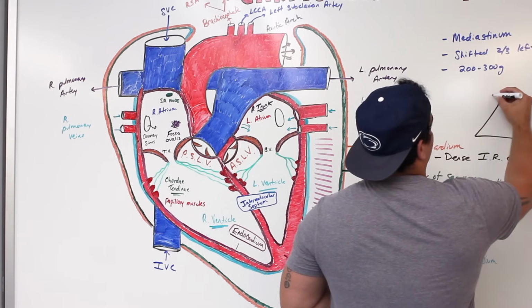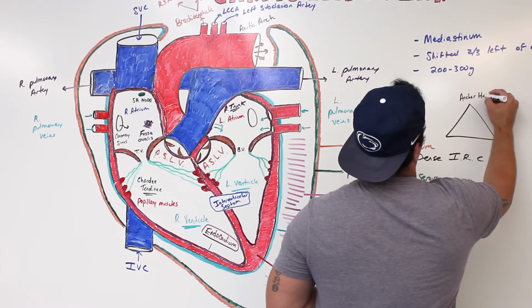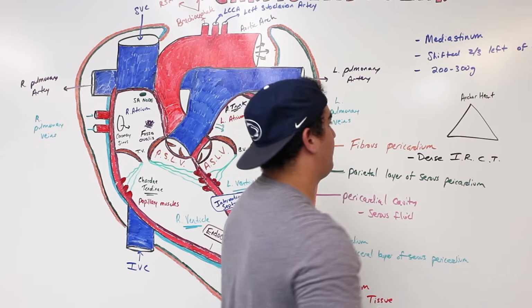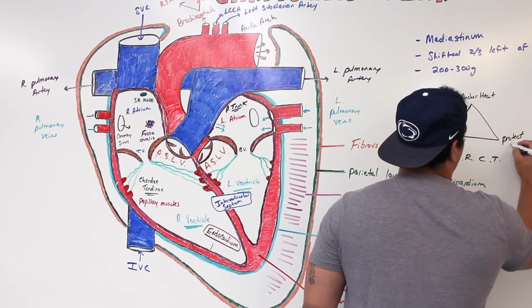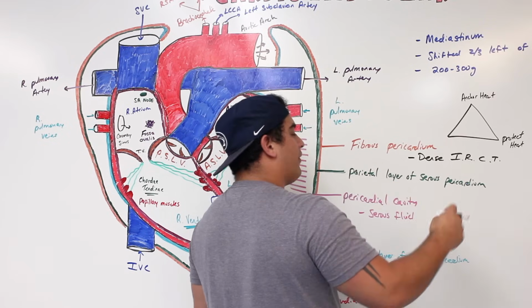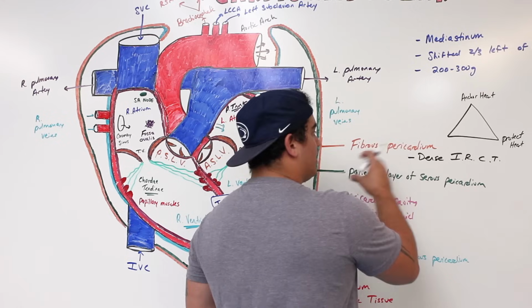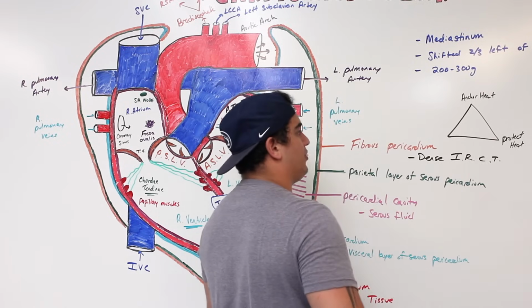One of the functions is that it helps to anchor the heart to the surrounding structures. The other one is to protect the heart. Because it's a nice, thick connective tissue, it provides a lot of protection to the heart from any type of trauma or damage that could cause the inner parts of the heart to be affected. So it's good at protecting the heart because it's a nice, thick connective tissue.